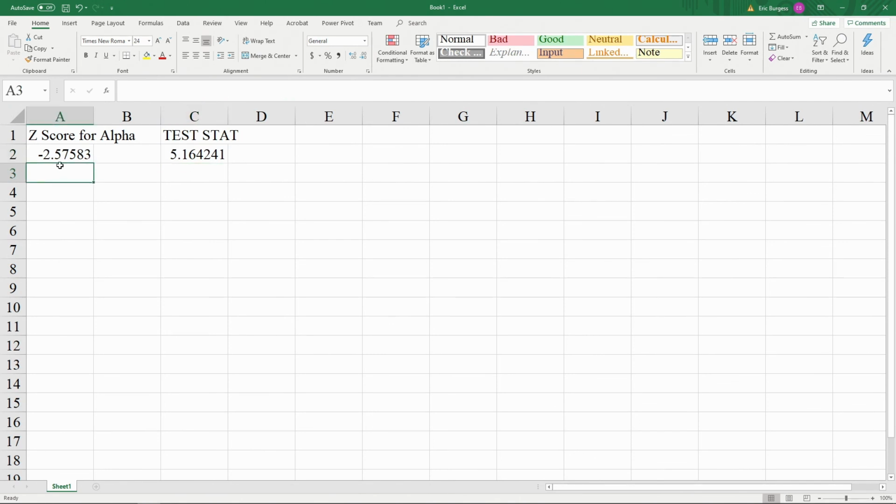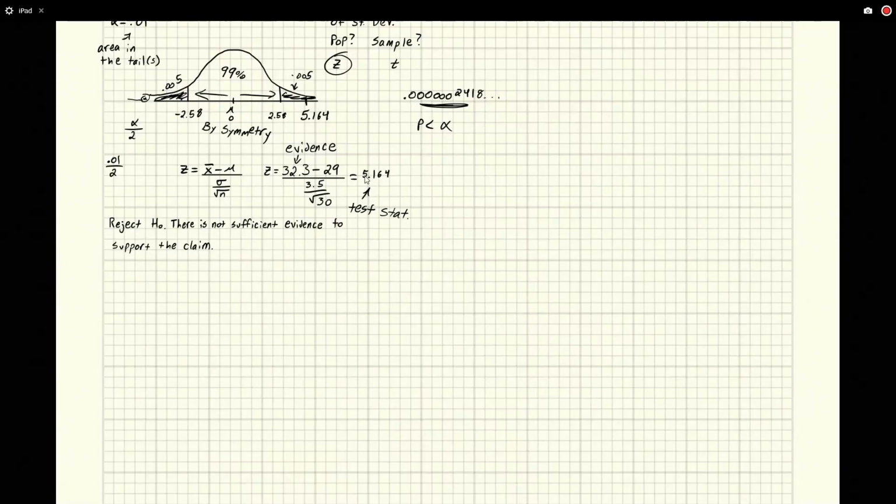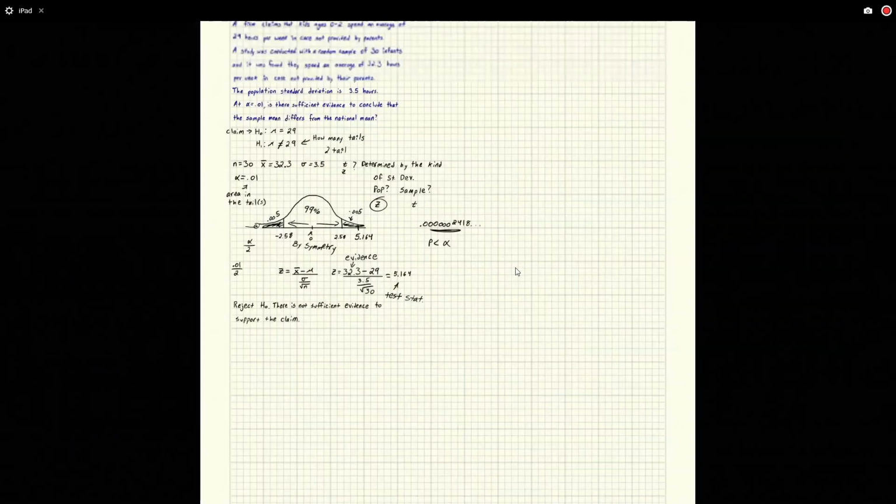And then remember, we have the positive and the negative. So there's actually a flipped version of this. That's 2.57583, on and on. And we would say, well, this is much bigger than this. So we are going to reject the null. There is not sufficient evidence to support the claim. But you would have to draw this out on your paper like we've done here. This is just how you would get the same values using Excel. So hopefully that clears things up.